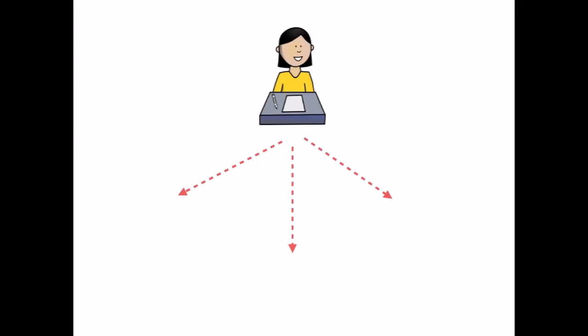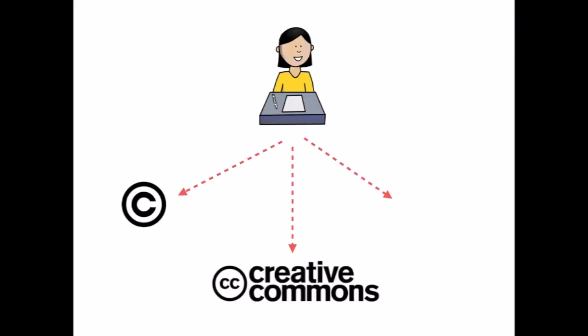The first one has to do with running into copyrighted material. The second one has to do with material with Creative Commons licenses. And the third one has to do with public domain material. We will briefly discuss these three options. Let's begin with copyrighted material.